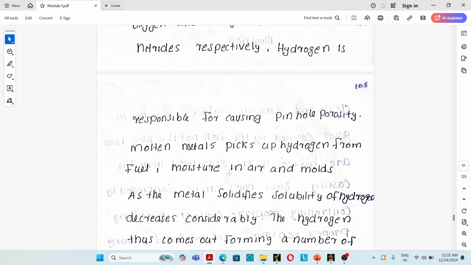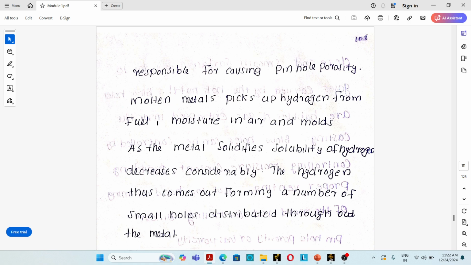The hydrogen is responsible for pinhole porosity. The molten metal picks up hydrogen from fuel, moisture in the air, the mold, etc. As the metal solidifies, the solubility of hydrogen continuously decreases. Then the hydrogen comes out of the casting, forming a number of small holes distributed throughout the metal, which is known as pinhole porosity.